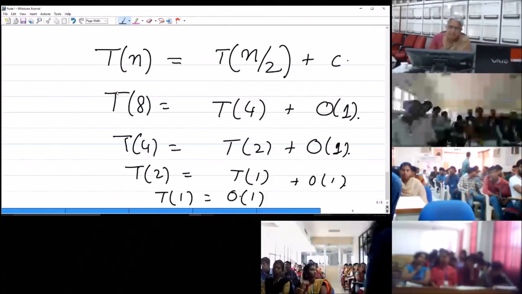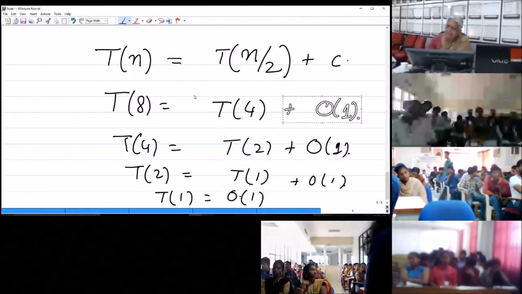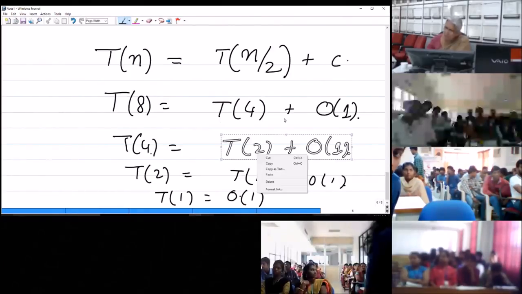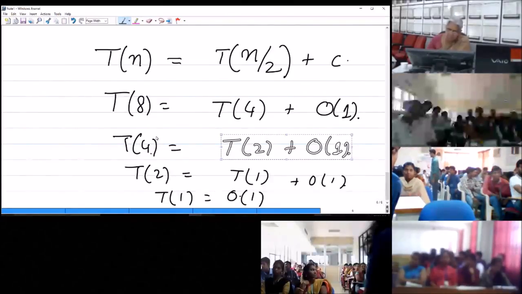So let's take this example. When I take 8 elements, what are we doing? We are comparing with the middle element. This is this cost over here. Then we are making the array half. Okay, that is the T of 4. Now T of 4, what are we doing? We are again dividing the array by 2. And the complexity of the comparison with the element is what? Order 1. Okay. Next, what do we do?